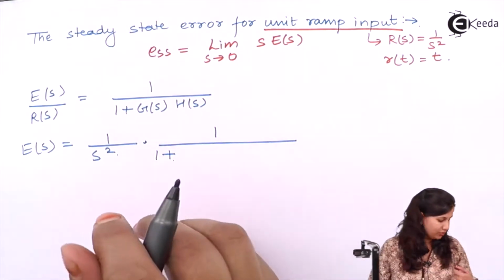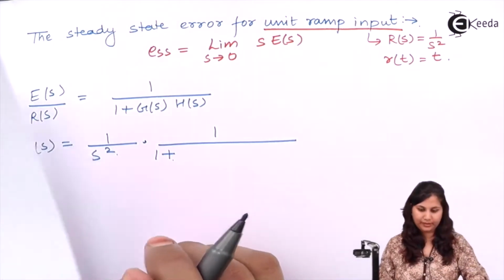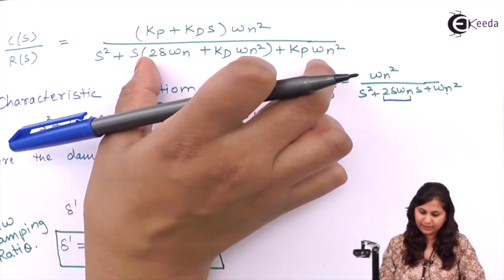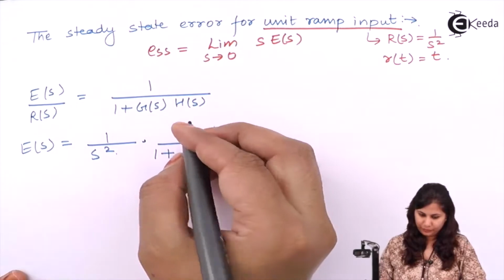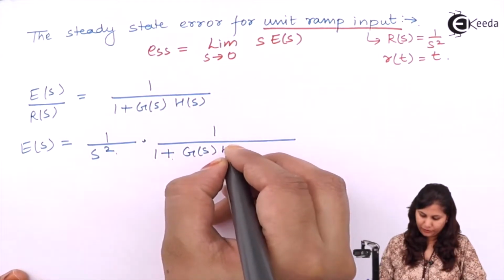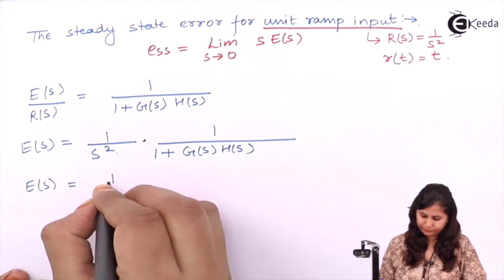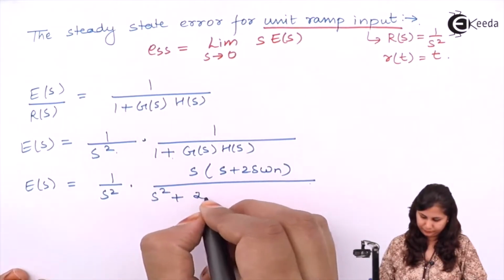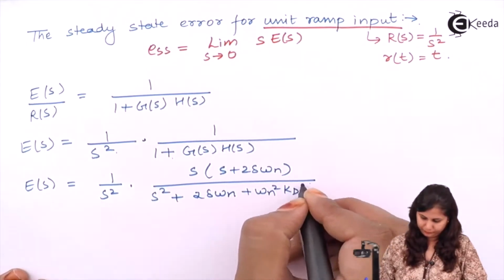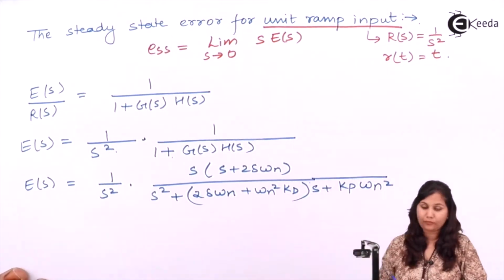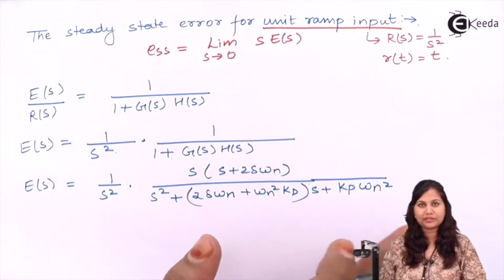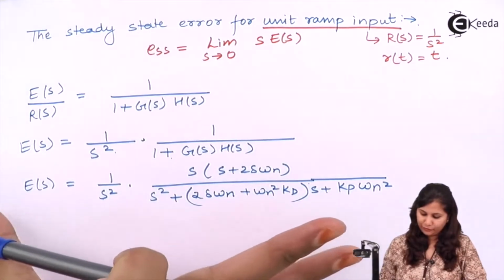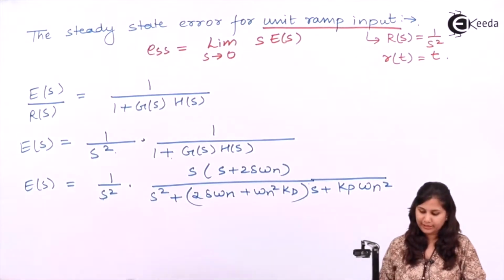1 plus G(s)H(s) of this system is this, this is our transfer function. So 1 upon 1 plus G(s)H(s) is this. So we will substitute its value here. So we have substituted the value of 1 plus G(s)H(s) here. Now this is s square, this is s, and we will put the value of this E(s) in this formula for the steady state error.